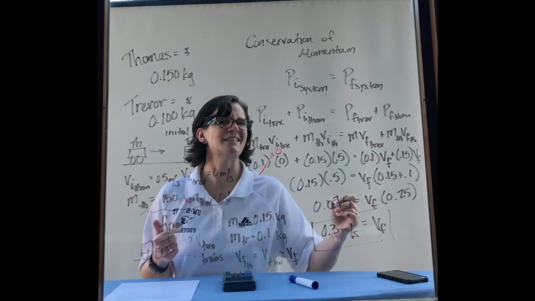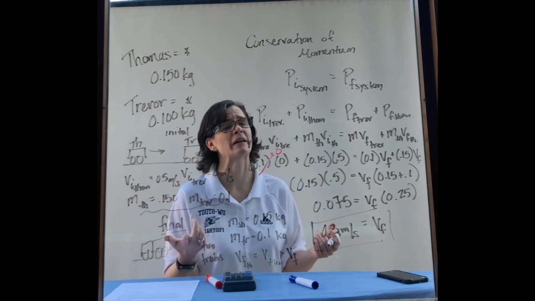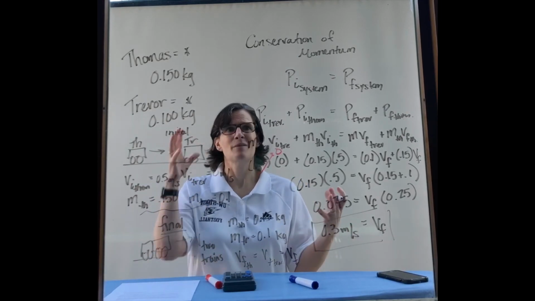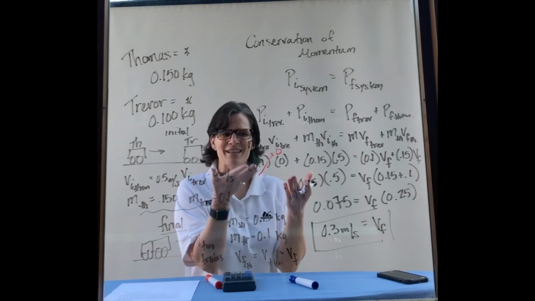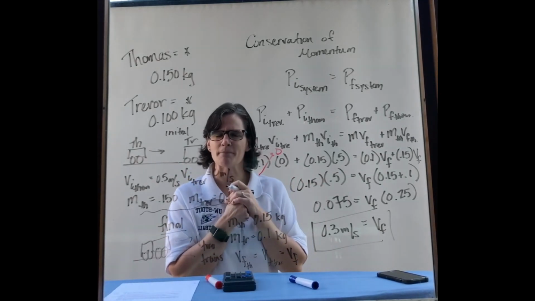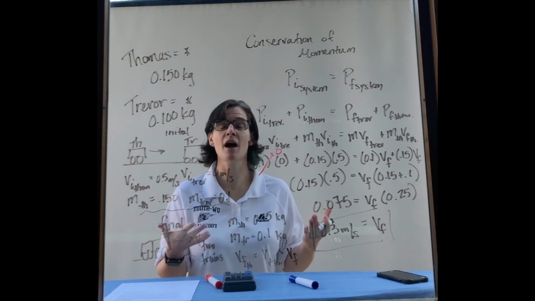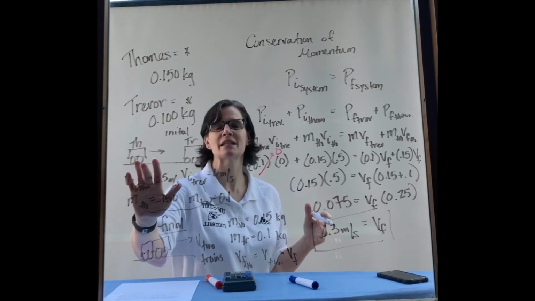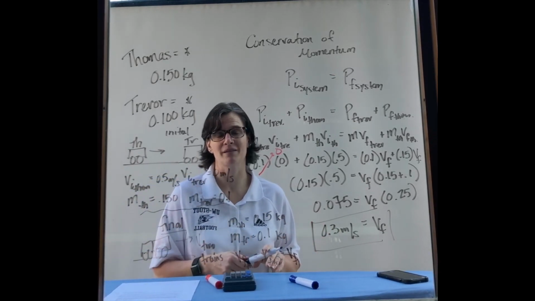Now, does that make sense? Well, Thomas was originally moving at 0.5 meters per second. And when he and Trevor collide together, it stands to reason that they're going to be moving at a slower rate. We also would expect that they're going to be moving in the same direction Thomas was originally. And as we've drawn it, we said Thomas had a positive velocity. So we might expect our final velocity to be positive.